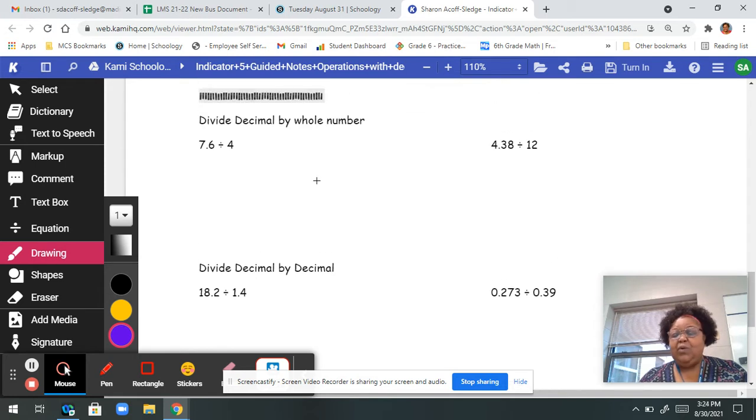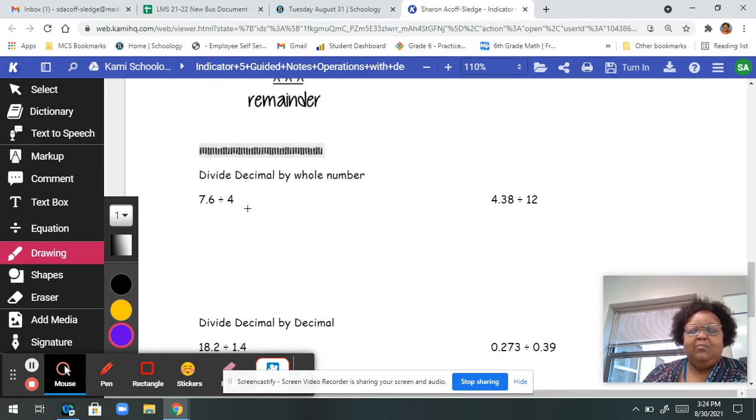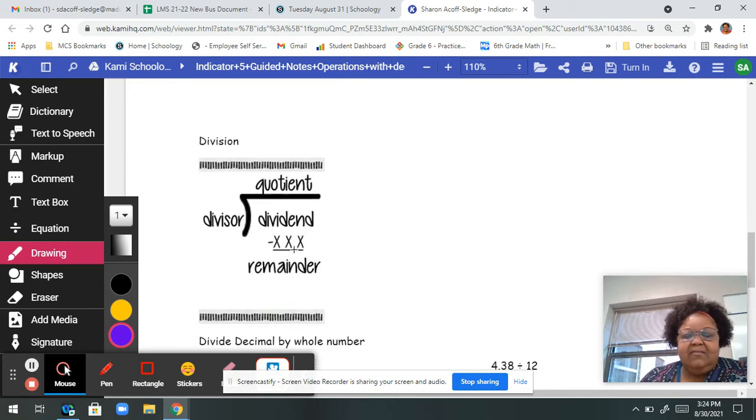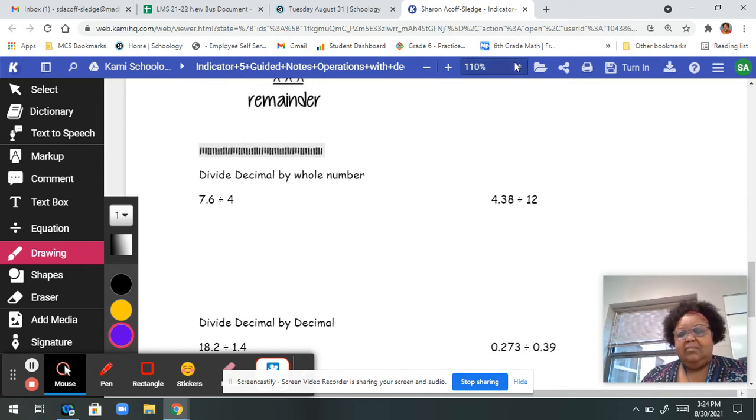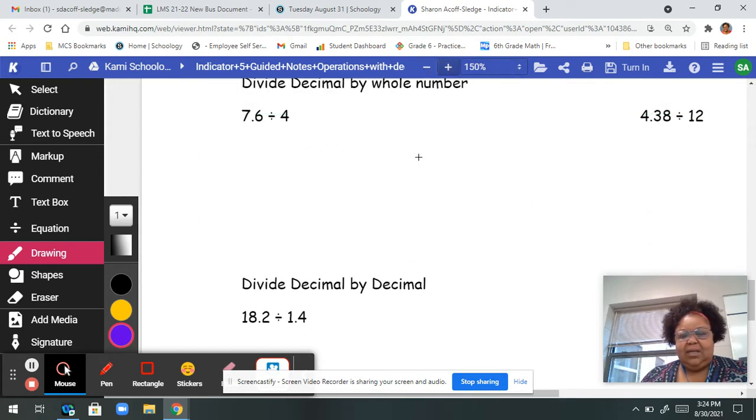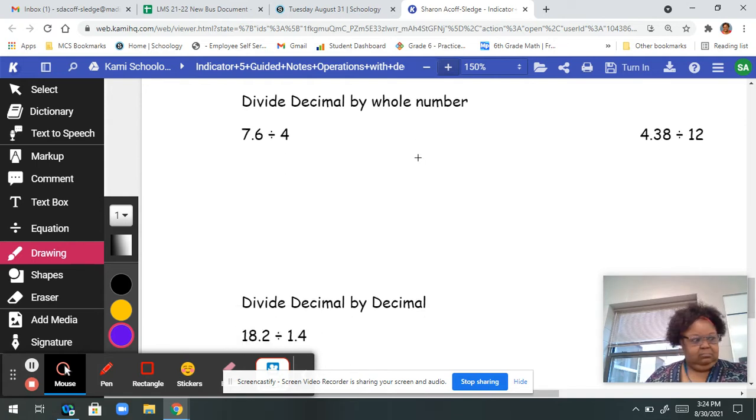So now first we want to look at dividing a decimal by a whole number. It's written from left to right instead of under the house. So what do we put where? This first number is our dividend and it goes under the house. This is our divisor, it goes outside. So the first thing we're going to do is rewrite it. Under the house, my 7.6 goes.